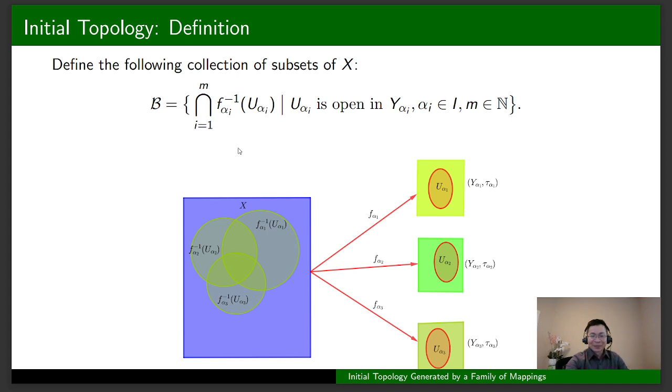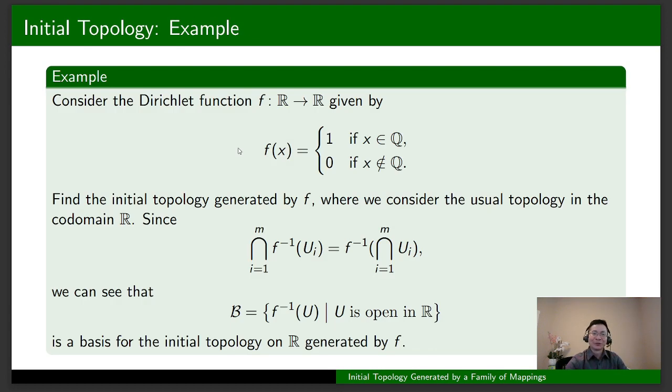Okay, to better understand this theorem, we are going through an example. In this example, we consider a family of functions, but there is only one function in that family. So the situation is very simple. We consider the Dirichlet function from R to R given by this formula. f of x is 1 if x is in Q, and 0 if x is not in Q.